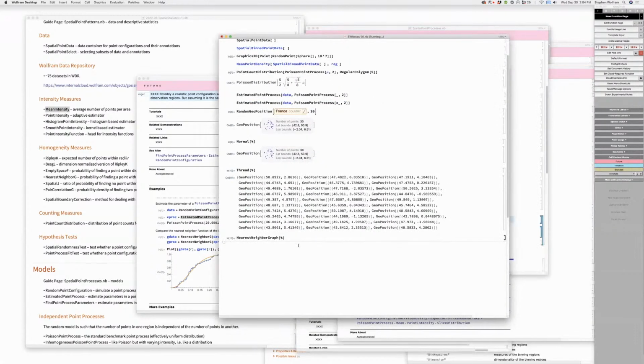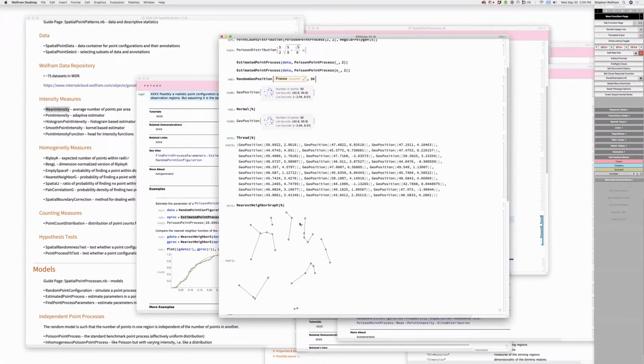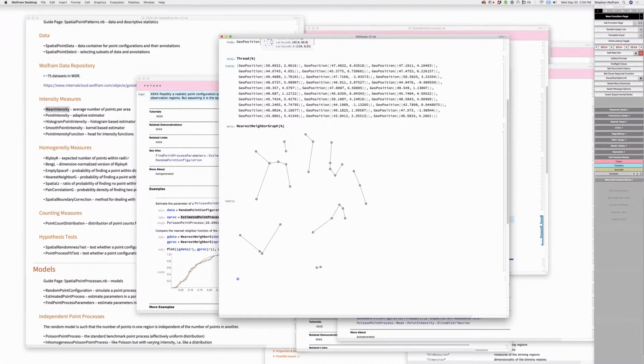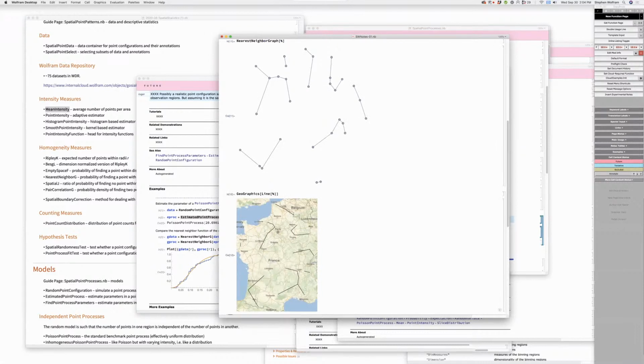Okay, and now if I say something like nearest neighbor graph, I'm not sure what that's going to do. Is that not computing nearest neighbors with respect to geopositions? Okay, oh, whoops, I should have said comma 2, but now, this is the question. Can I say geographics of this? So do geographics of line of that, assuming that the nodes are still geopositions, which I'm not sure. Wow. That's a good example.